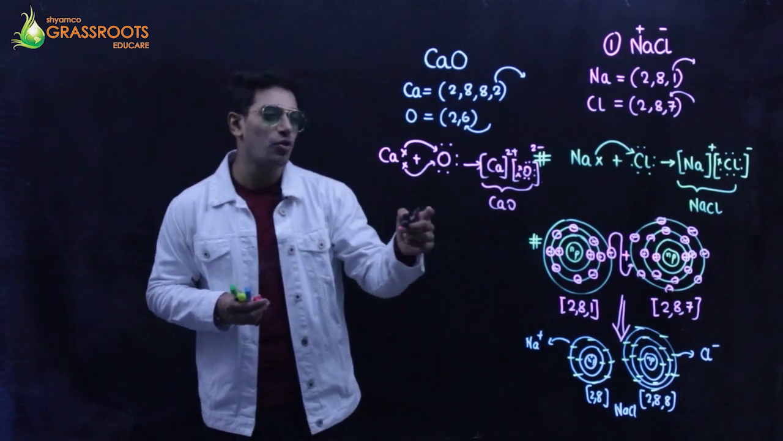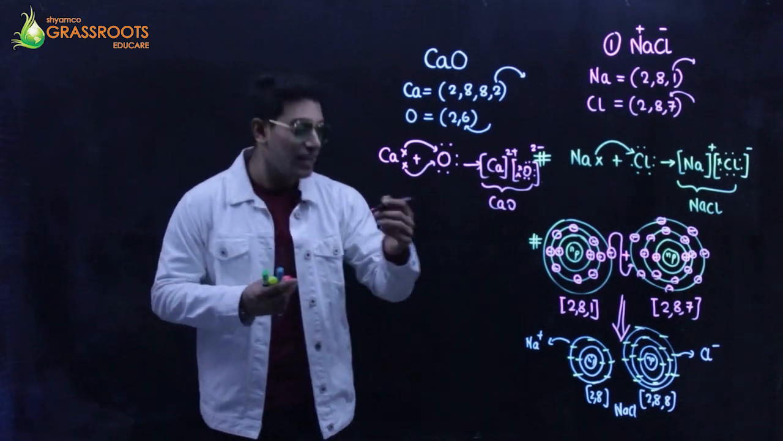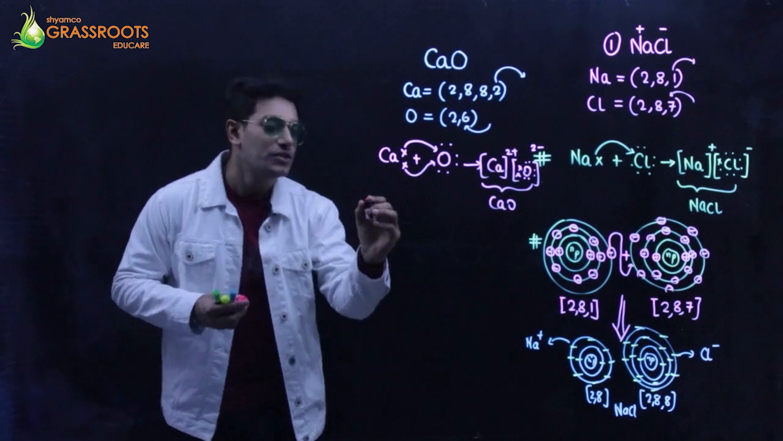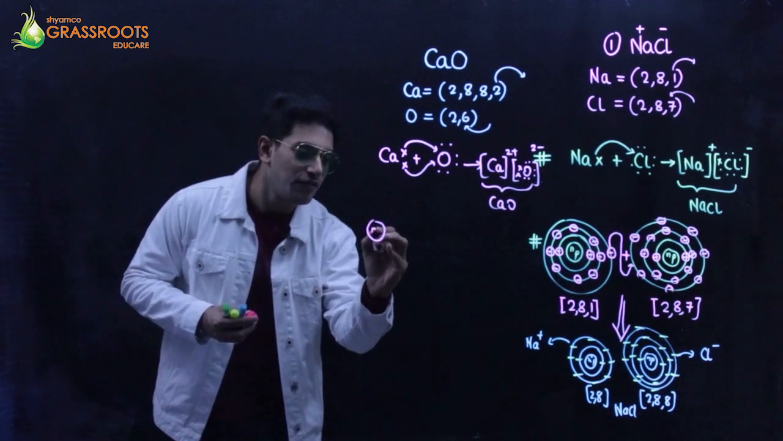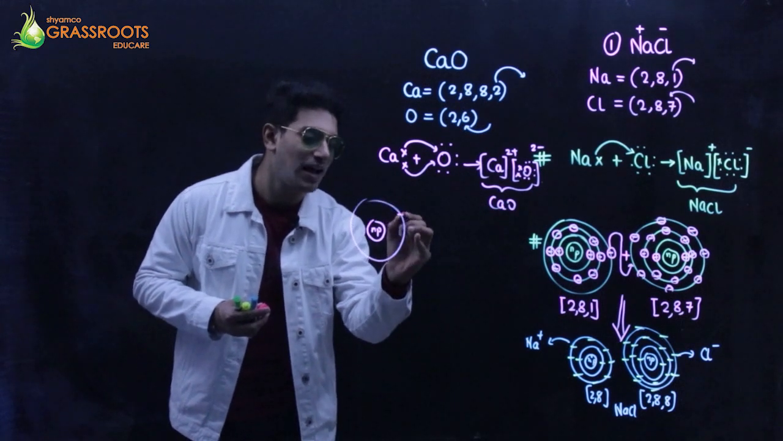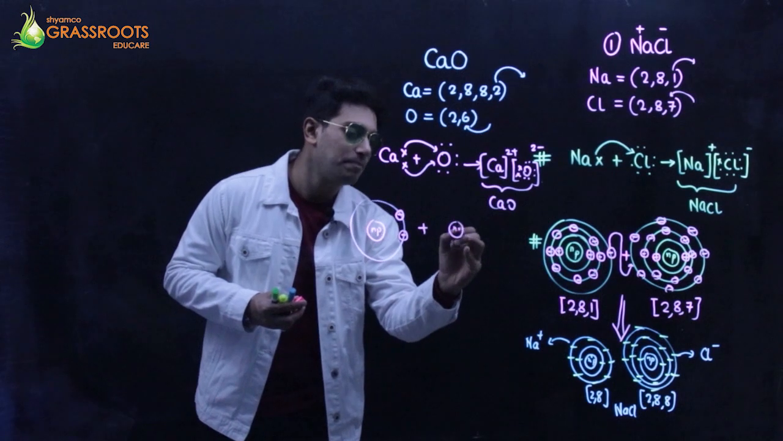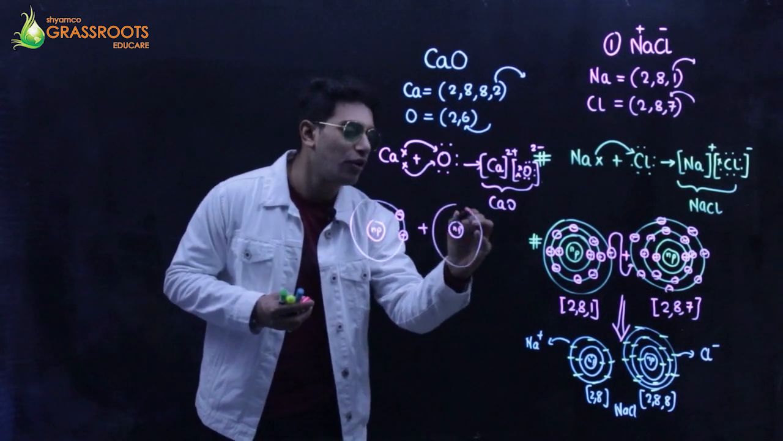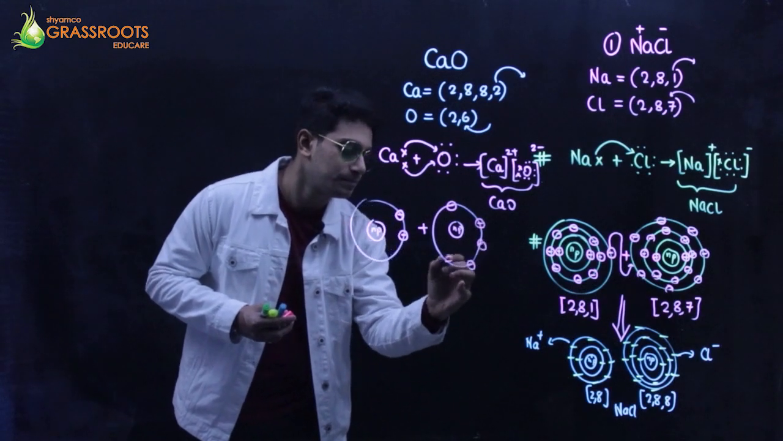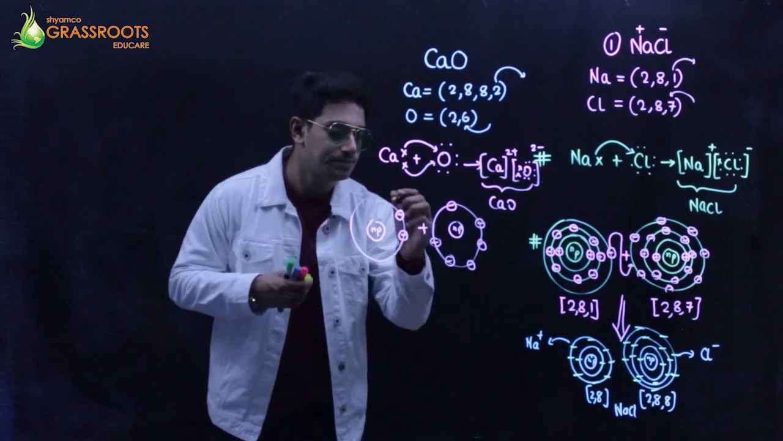I am not drawing the full atomic structure, it is very simple. I am just drawing the outermost shell. The outermost shell of calcium has 2 electrons, plus the outermost shell of oxygen has 6 electrons. There is going to be a transfer of these 2 electrons.